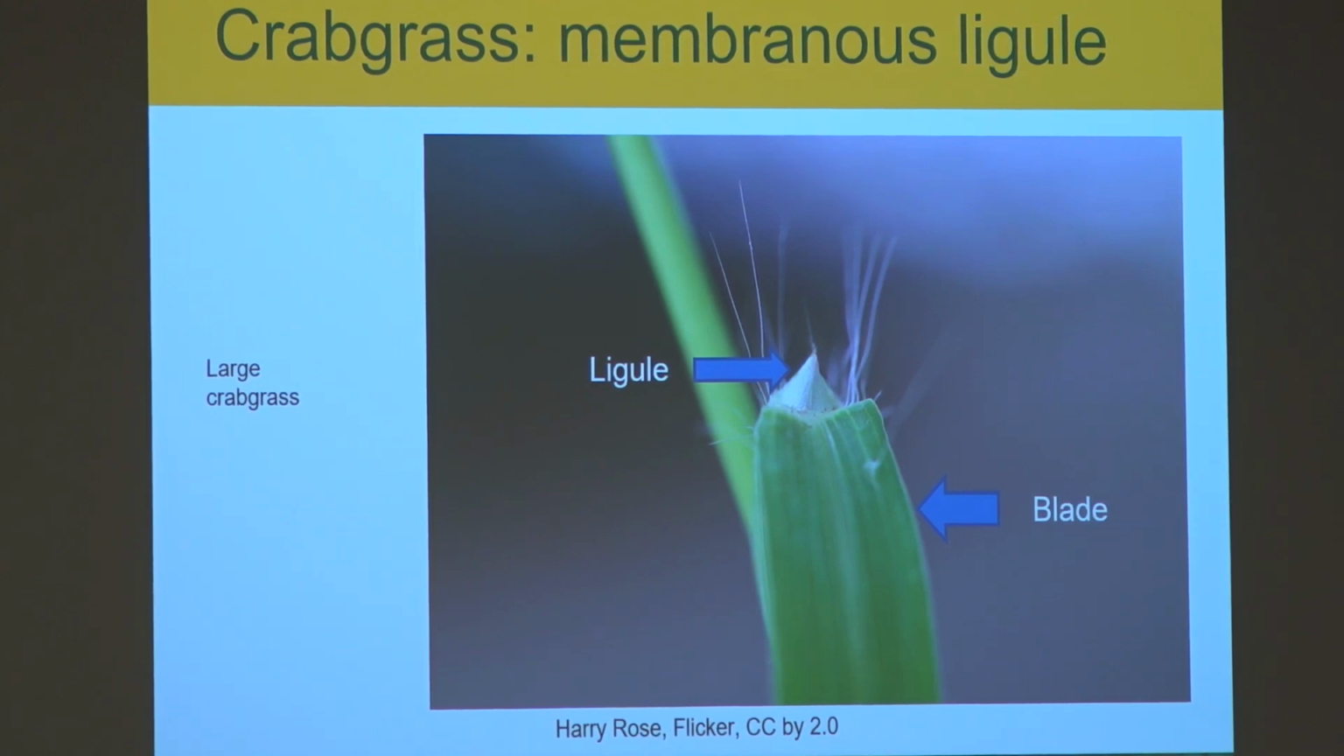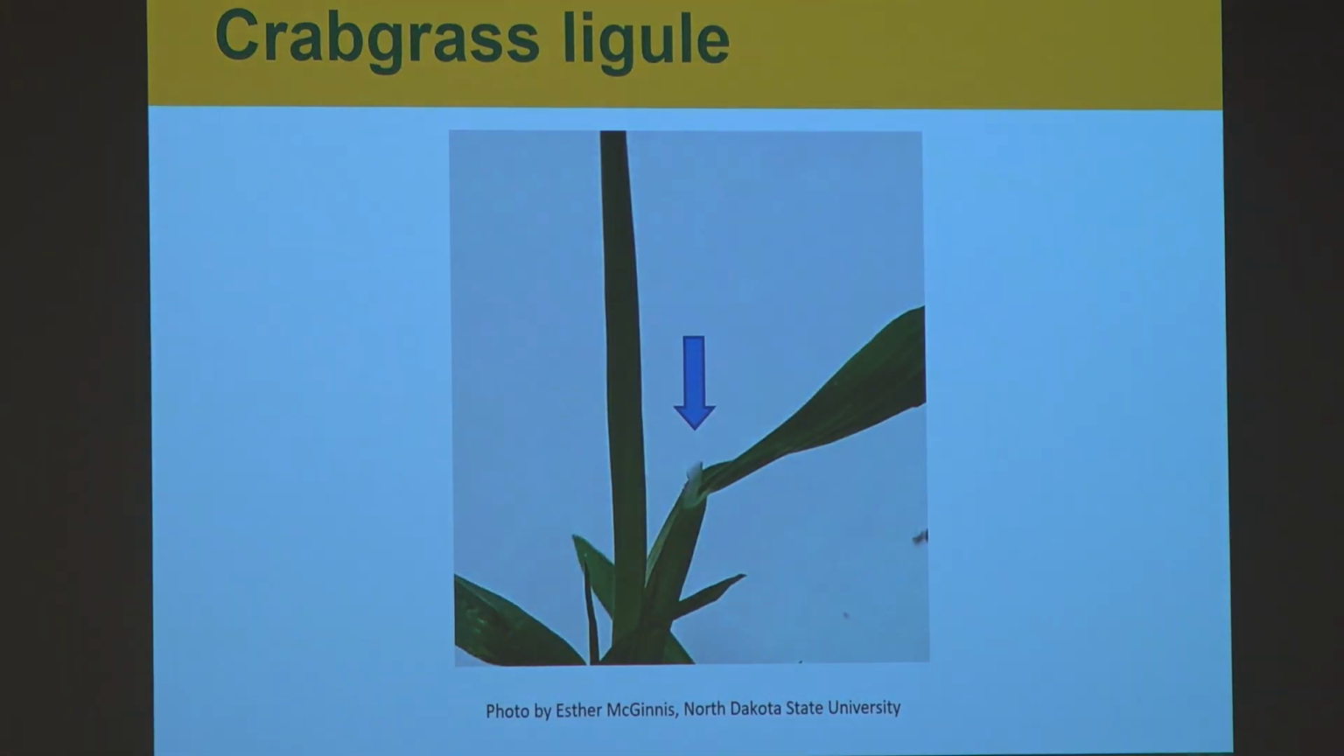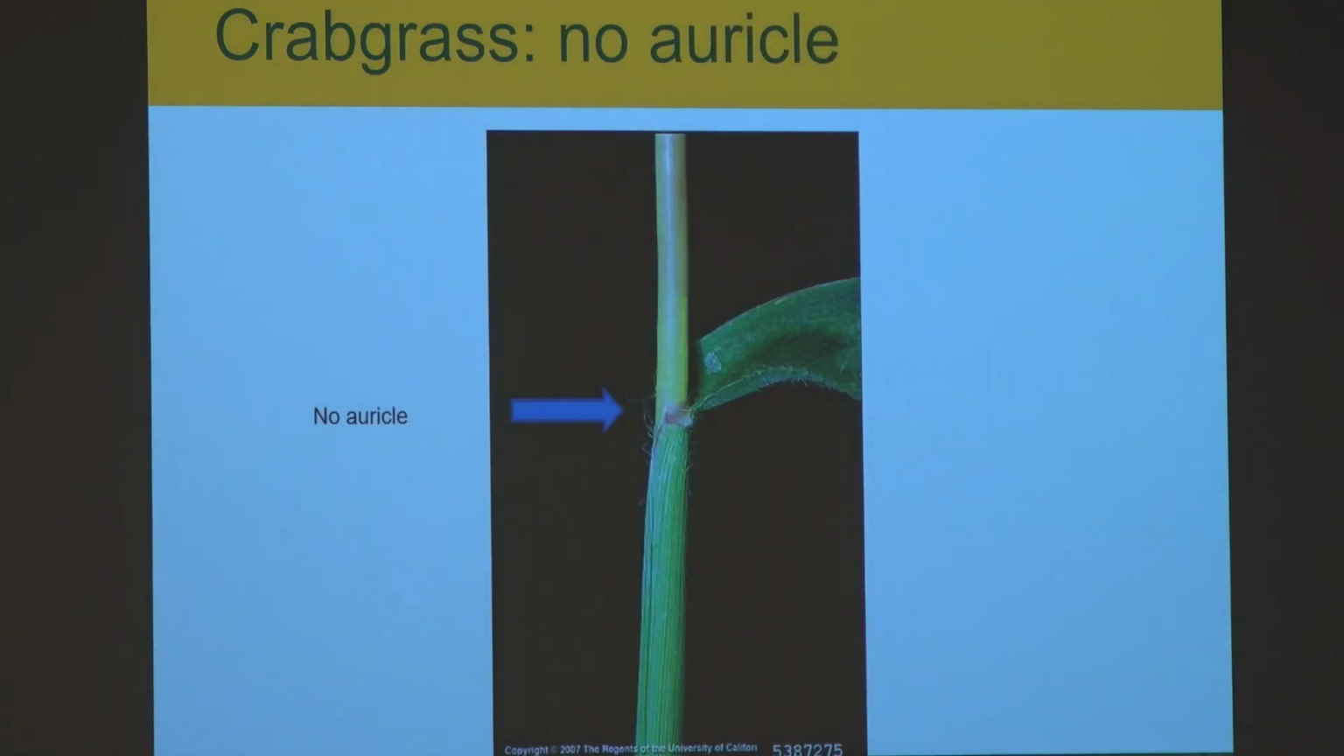Crabgrass has a very membranous ligule. So this is the blade. So imagine you're pulling the blade down to show the back of the collar, and what pops up is this ligule here. So you can see it's like a membrane. You can tell this is also large crabgrass because we've got a lot of hairs in that particular region. Here's a side view of the crabgrass ligule, and it's right here at that junction between the blade and the sheath. Crabgrass does not have an auricle, so there are no projections on the front of the collar.